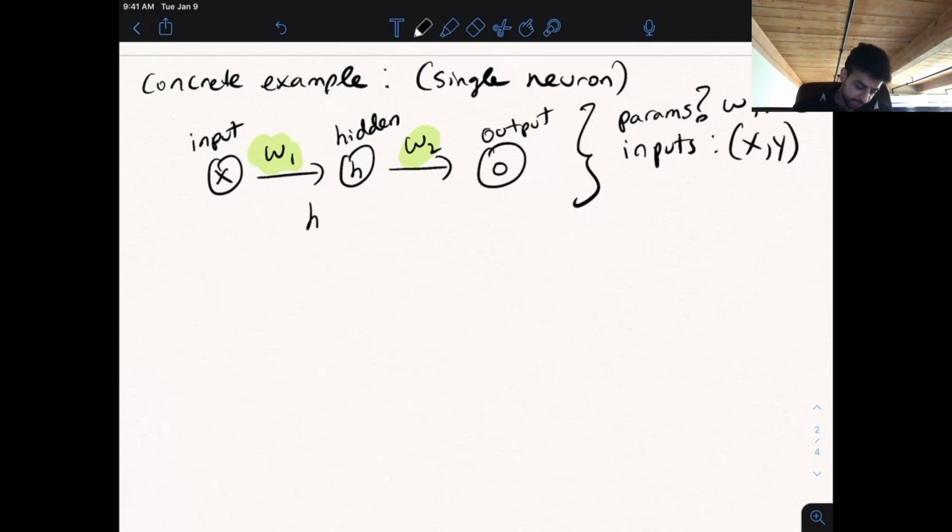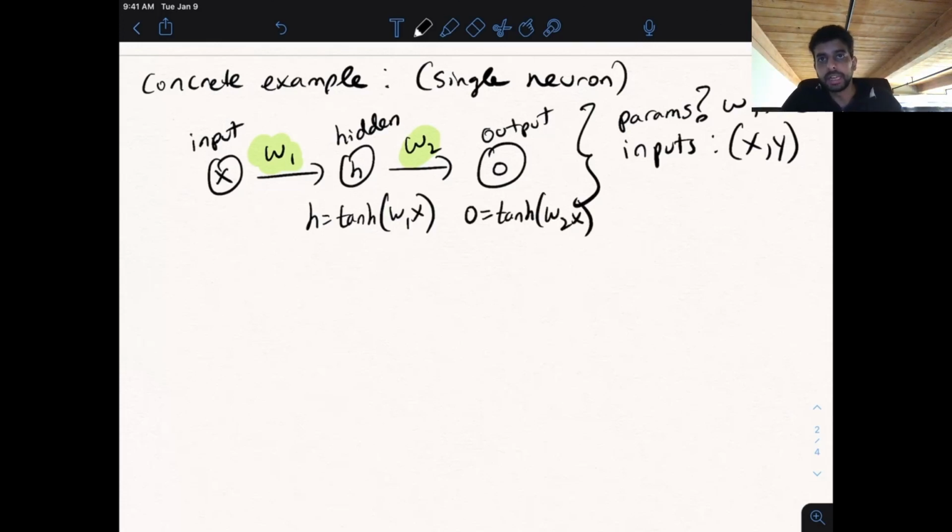So let's define this first equation as tanh of w1x. Here we're introducing a new nonlinear function. Tanh is a common activation function used in recurrent neural networks, something that you should be familiar with. Okay, and let's say O also uses a tanh of this product. So again, note that we have two intermediate variables, right? We have h and o.